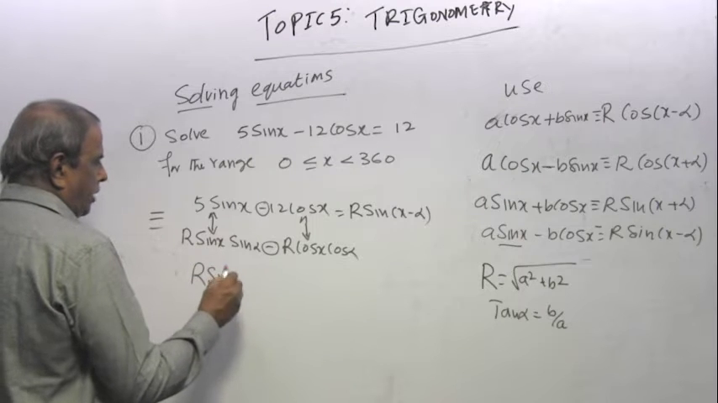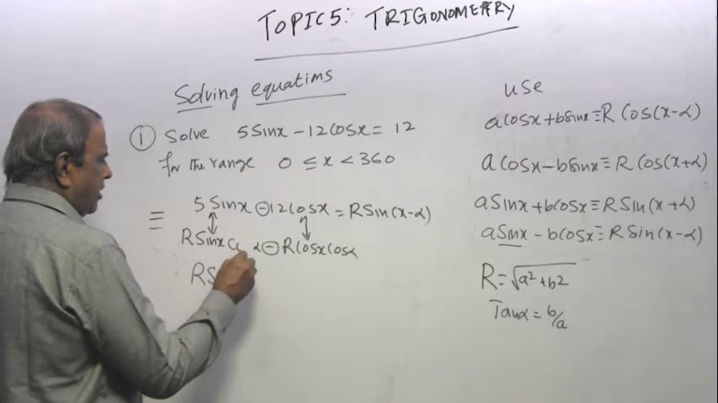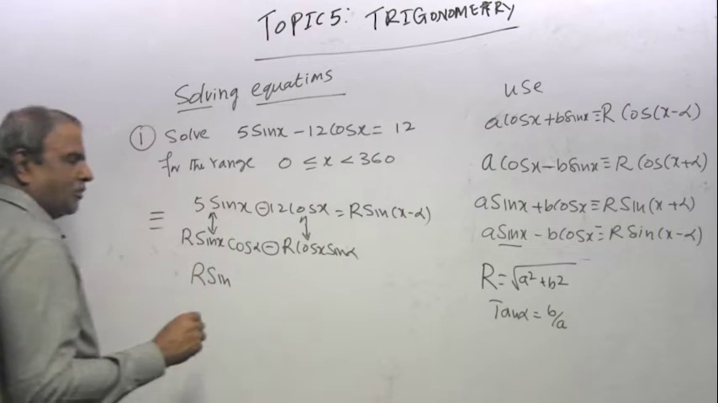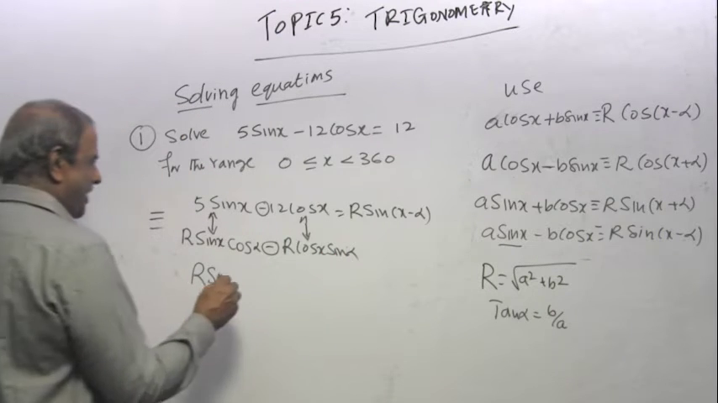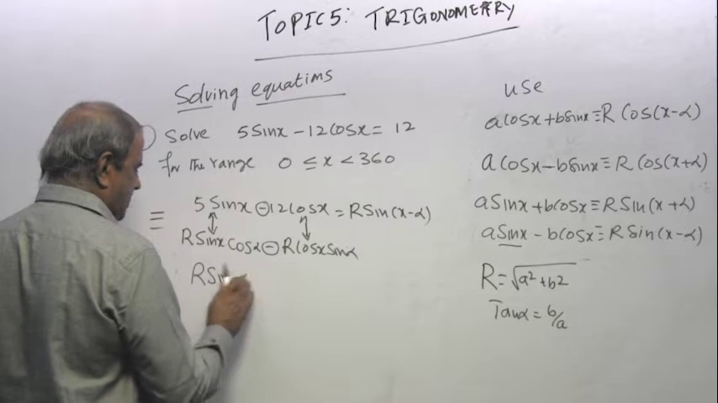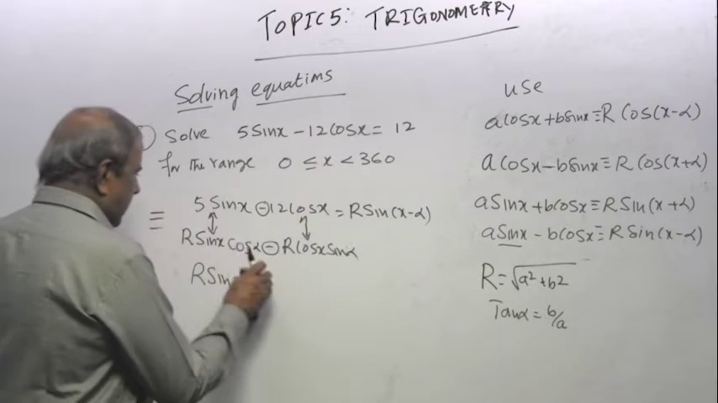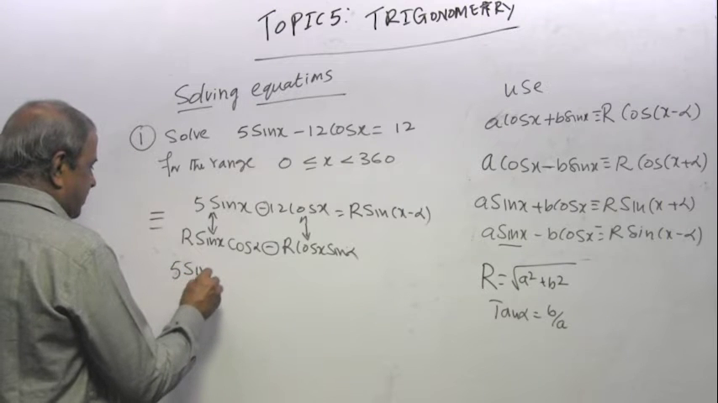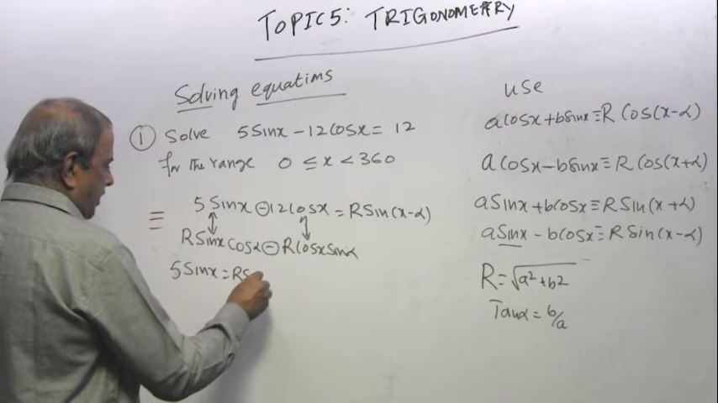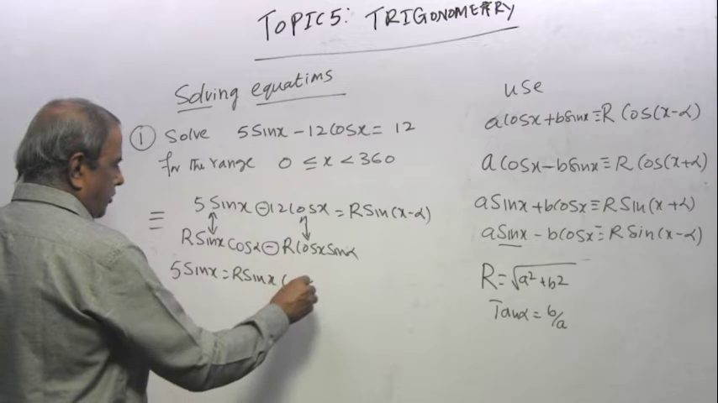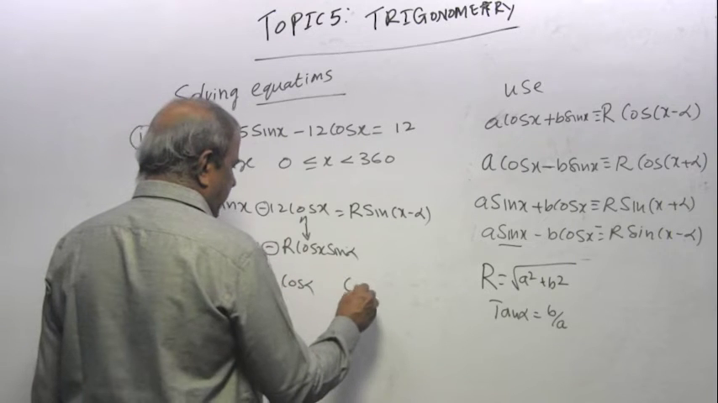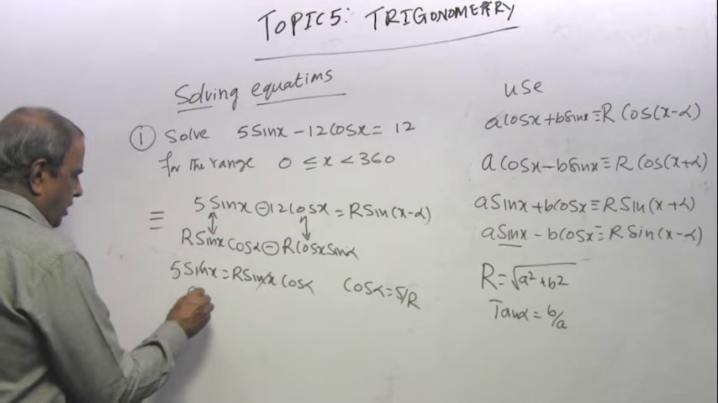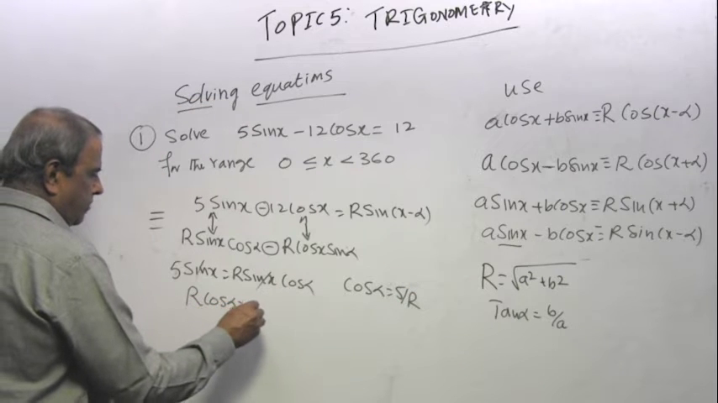So r sin, oops, what is wrong with me? Cos alpha, sin alpha. That was a blunder, wasn't it? Okay. Let's write down and do it. So 5 sin x equal to r sin x cos alpha. So I can cancel sin x. I can say cos alpha equal to 5 over r. Some teachers use r cos alpha equal to 5.